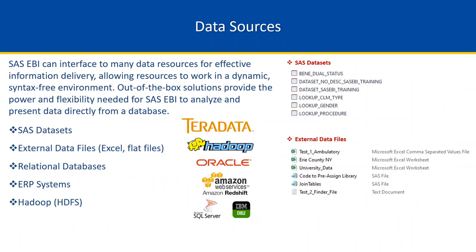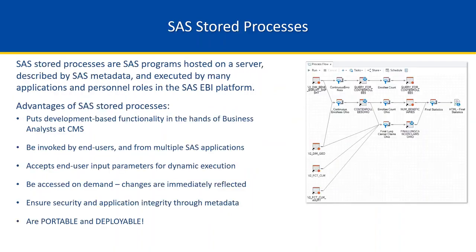SAS EBI connects to several other relational databases at CMS. However, the most comprehensive data warehouse containing Medicare and Medicaid data exists in the Teradata data warehouse. Data comes in many forms. SAS datasets are the most common subset type of IDR data. External data may be uploaded to the SAS server as well. A typical upload file would be an Excel file, a comma-separated file, or CSV, a text file, etc.